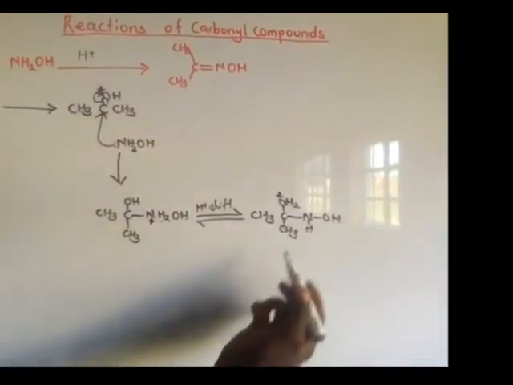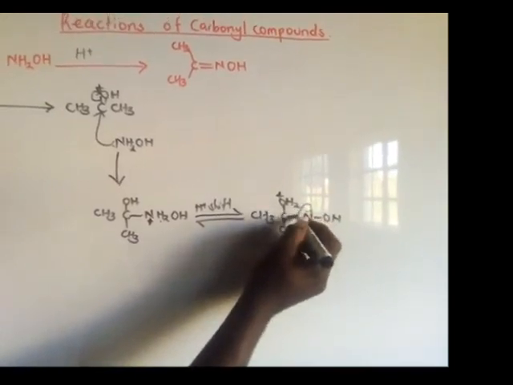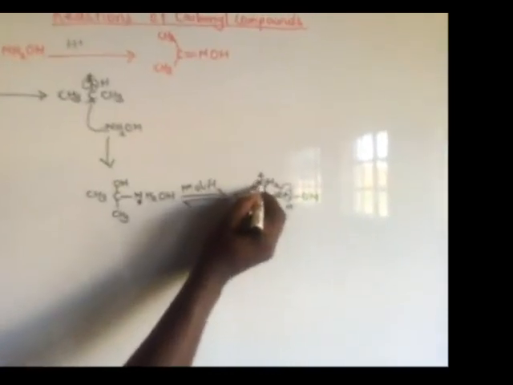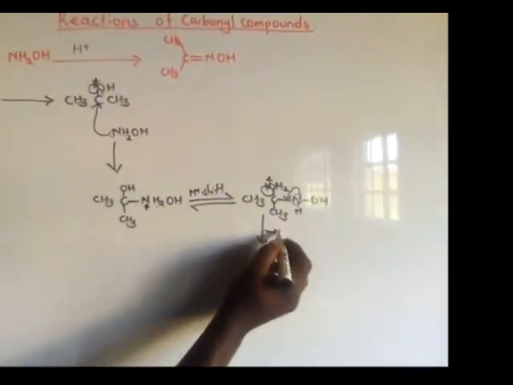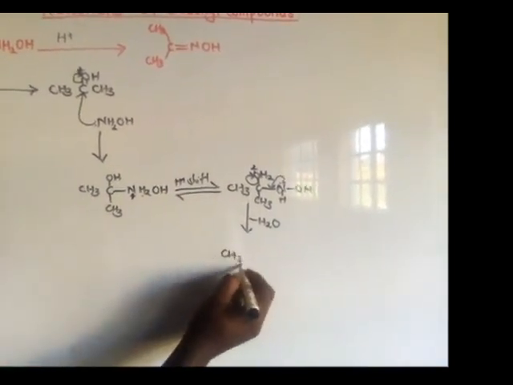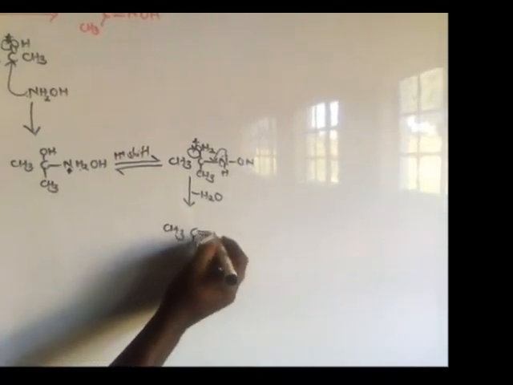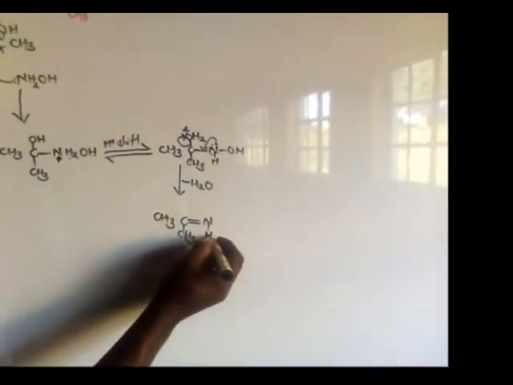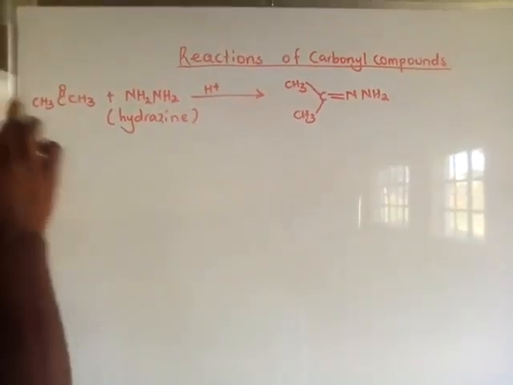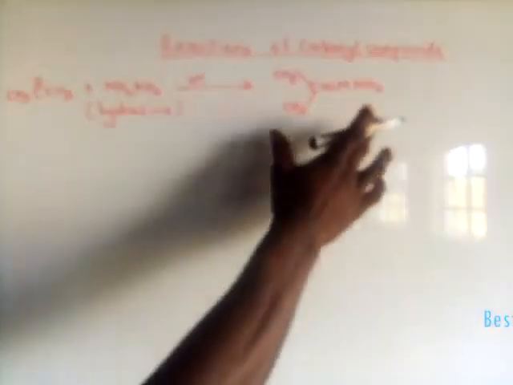But now this nitrogen still has lone pairs, so it's going to bring here the lone pairs. They are going to be shared between carbon and nitrogen, and this water is going to break off, so we shall have loss of water molecule, so minus water, so we shall end up producing C3, then double bond N, OH.